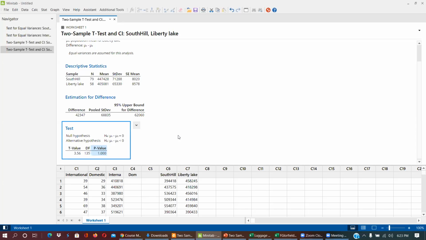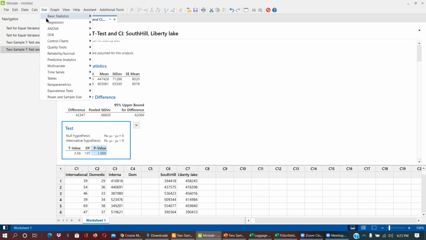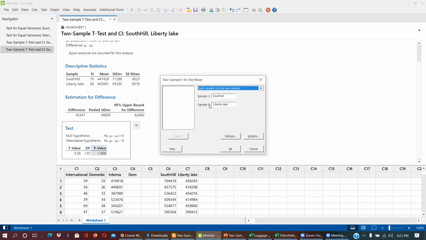Think one more time. South Hill is higher because our null hypothesis has been proven. The null hypothesis is correct. That means mu1 minus mu2 is greater than or equal to 0. If the p-value is greater than the alpha value, we accept the null hypothesis, and this null hypothesis is accepted.